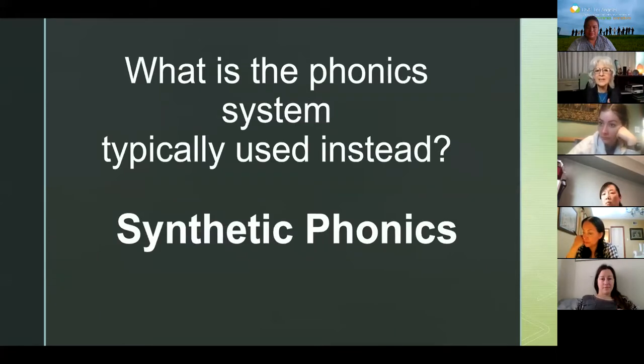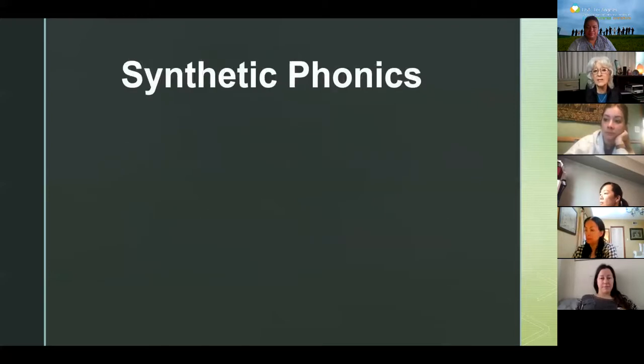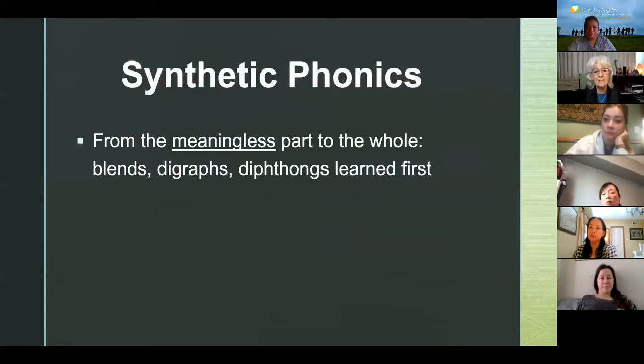All right, the phonics system typically used instead in schools is synthetic phonics. What that means is meaningless part to the whole: blends, digraphs, diphthongs, etc. Like, ch, sh, I'm going to teach you that. Well, I could care less. I'm a kid with Down syndrome who's 7 years old. Excuse me, that doesn't mean anything to me. How am I going to retain that?